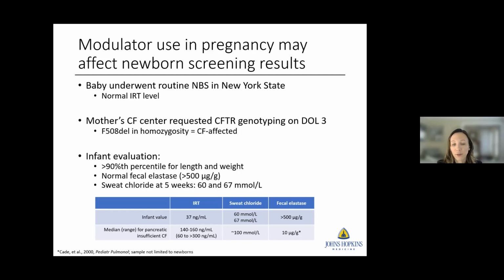So the IRT value was 37. Typically what we see for other individuals with 2 copies of Delta F508 is somewhere 140 to 160, though it's quite a wide range, but 37 is obviously quite lower. And then, as I said on a previous slide, about 100 millimoles per liter for sweat chloride. This baby, though diagnostic, had a much lower sweat chloride. And really the fecal elastase, I think, is the impressive part here, where this baby is very pancreatic sufficient. That's a very normal result, and that's not typically what we see for a newborn baby with this genotype.